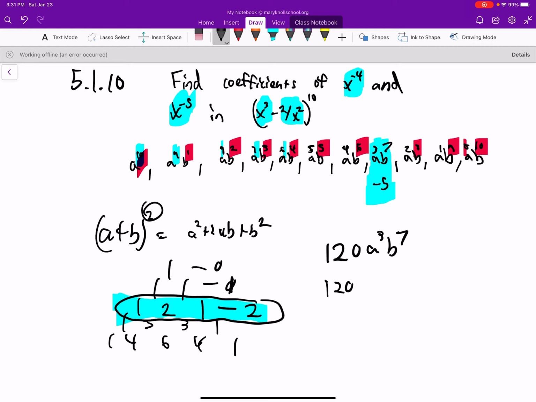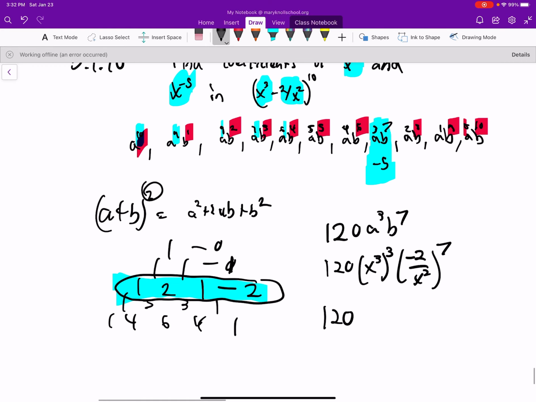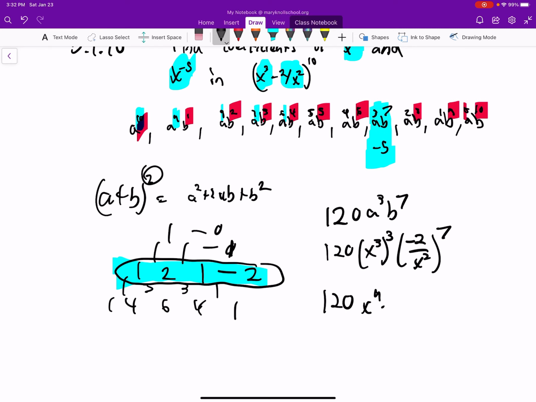Okay, so 120, a is x to the third and b is going to be negative 2 over x squared, and that's to the 7th. So 120 x to the 9th and 2 to the 7th power. What is that? 2 to the 7th is going to be 128. Actually, negative 128. And then we get x to the negative 14th power.